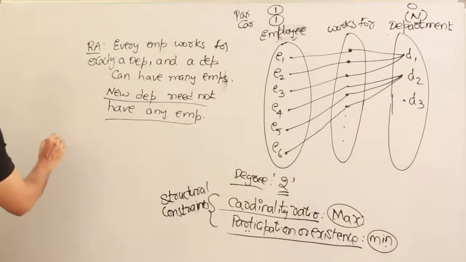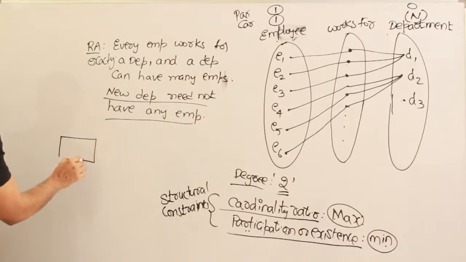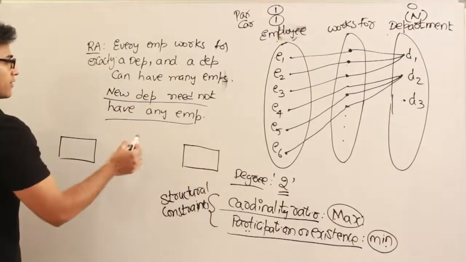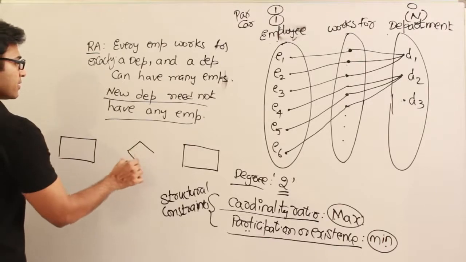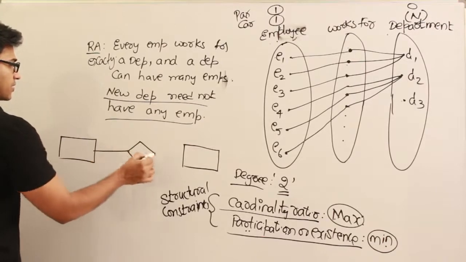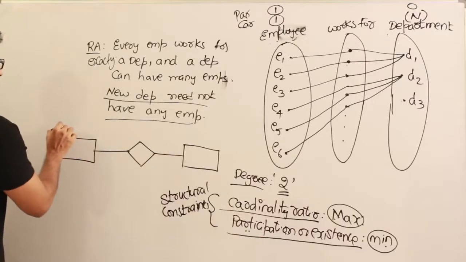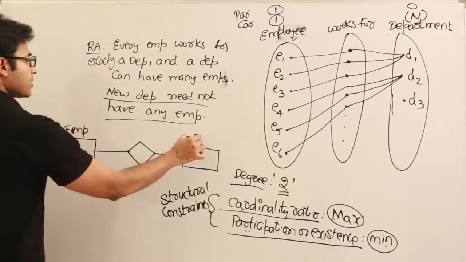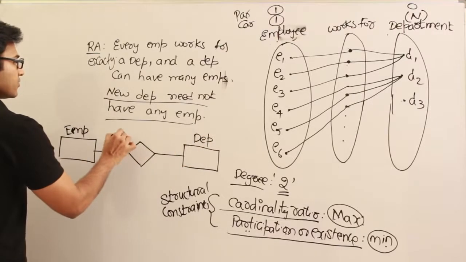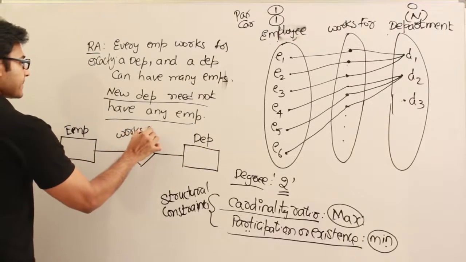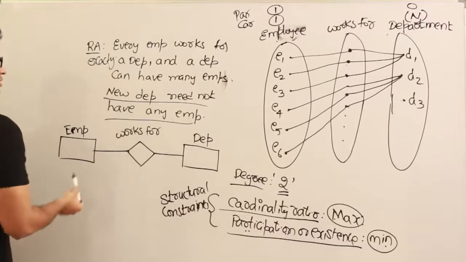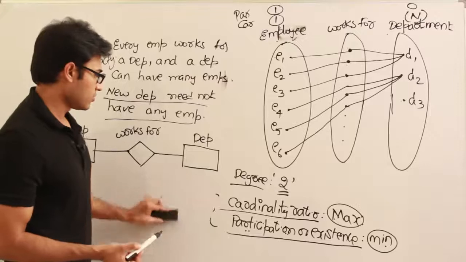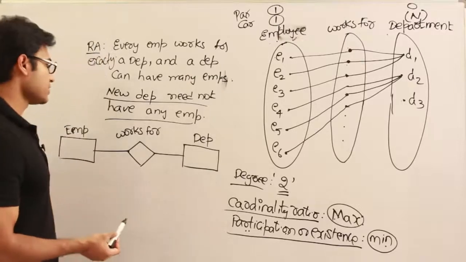Generally, entities will be represented by rectangles and relationships will be represented by diamonds. So let us say this is the employee entity type, this is the department entity type, and this is the works-for relation. This is the most popular way, and in most cases we are going to represent it this way.